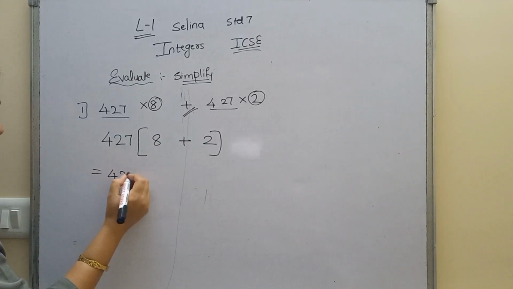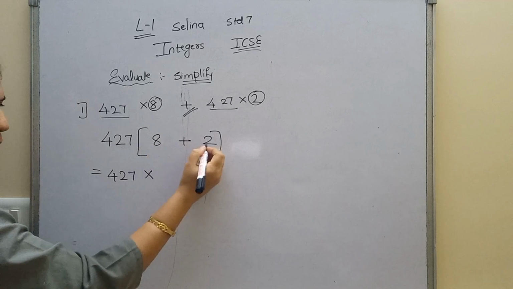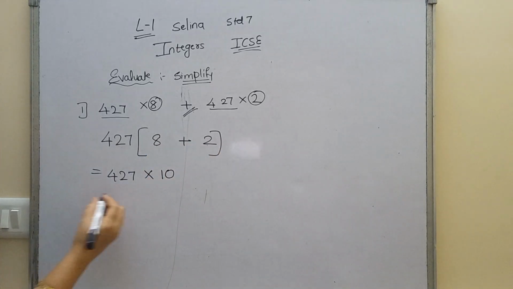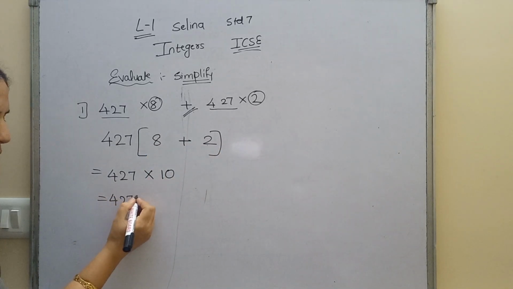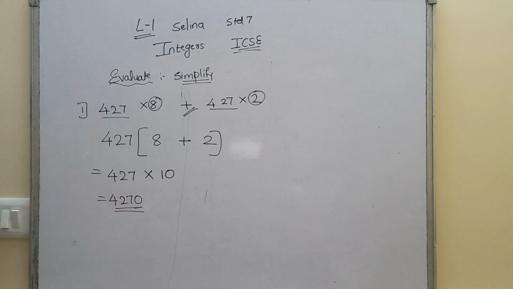So your answer should come 427 multiplied by what is 8 plus 2? 10. So your answer is 4270. Don't you think this is simple?